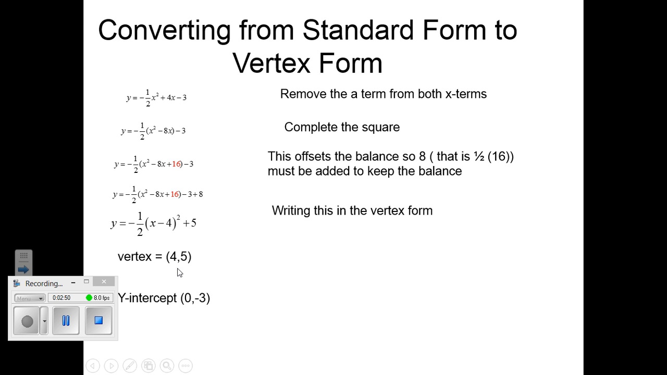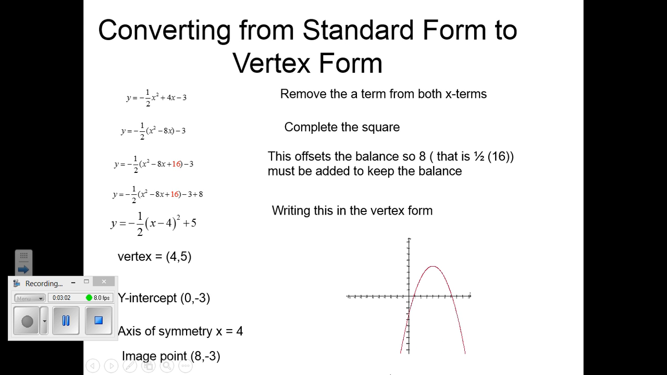So 4 units to the right of the axis of symmetry is our image point at 8, negative 3. So put it all together, and here we go. We're at 4, 5 as our vertex. We're at negative 3 as our y-intercept, and we're at 8, negative 3 as the image point of that. We're opening downward because our lead-off term was negative.